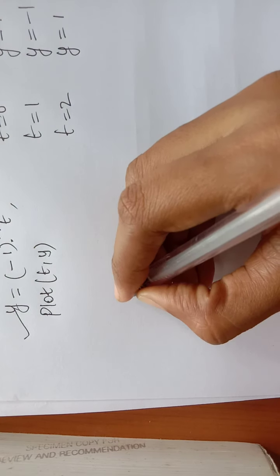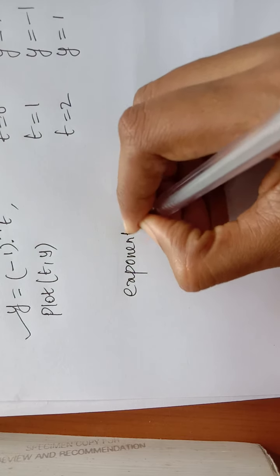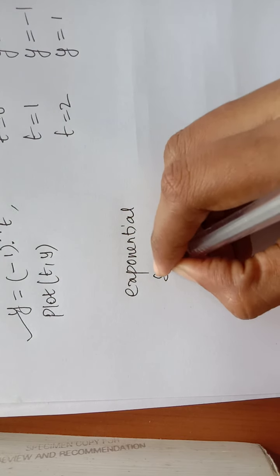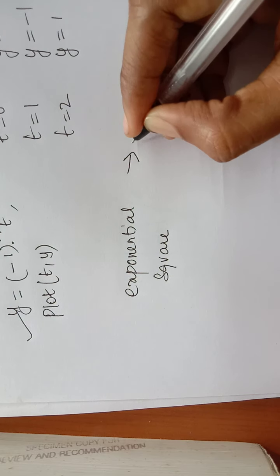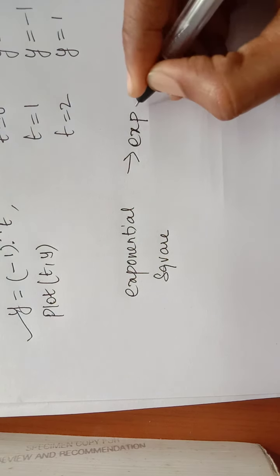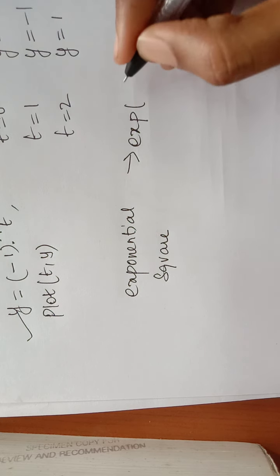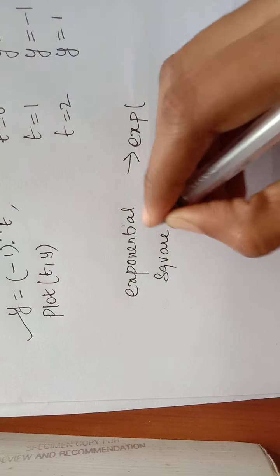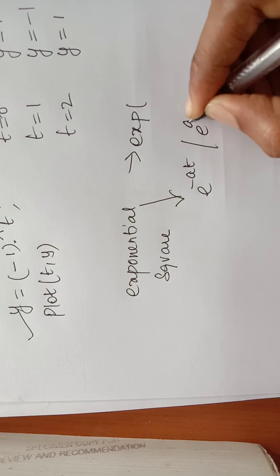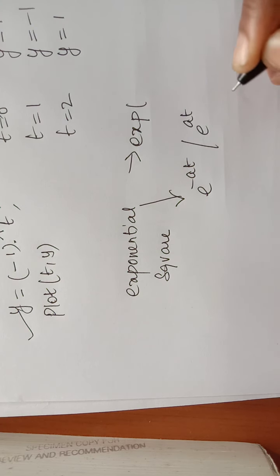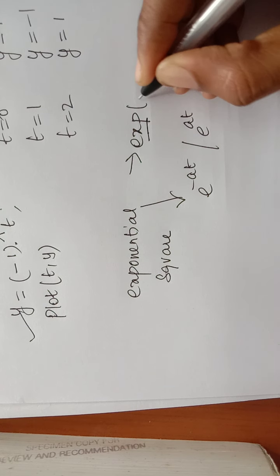Similar to this, you can also generate an exponential function and a square function. Here the direct built-in functions are available. For exponential functions, you have a function known as exp. What is the mathematical expression of an exponential function? It is nothing but e power minus at or e power at, whether it is a decaying or increasing exponential. So here you can use the function exp.